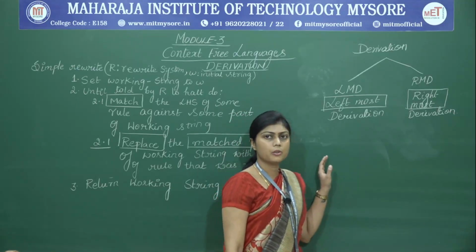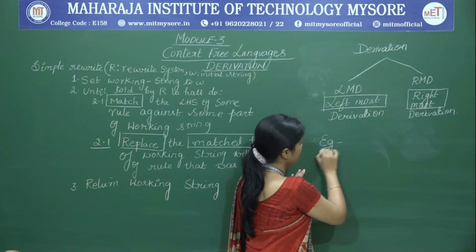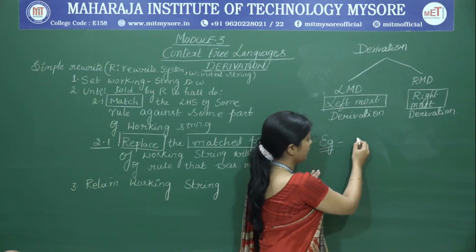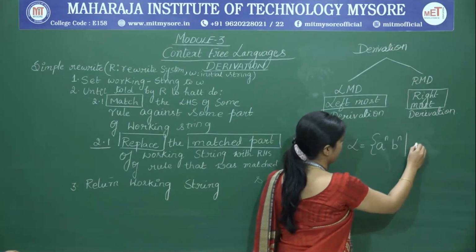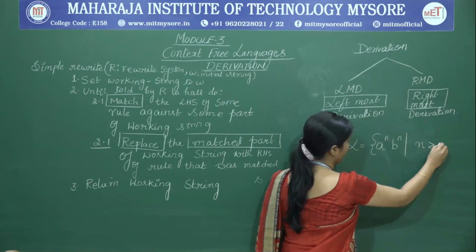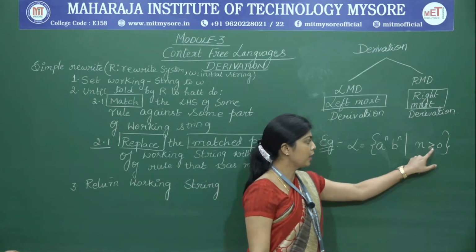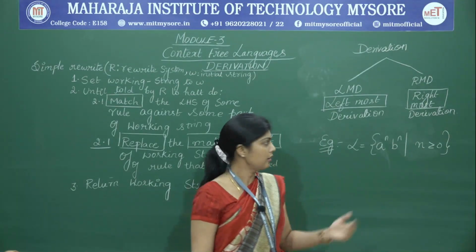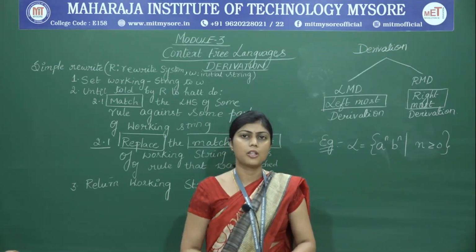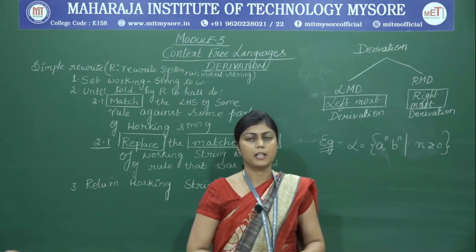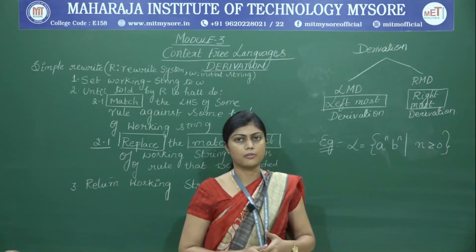Now we are going to look at an example. Generate the strings that belong to the language L equal to a to the power of n, b to the power of n, where n is greater than or equal to 0. This is a constraint put on n. We have to understand that n can be equal to 0. That means even the string epsilon should be accepted by the grammar, so epsilon has to be generated by the rules of the grammar.